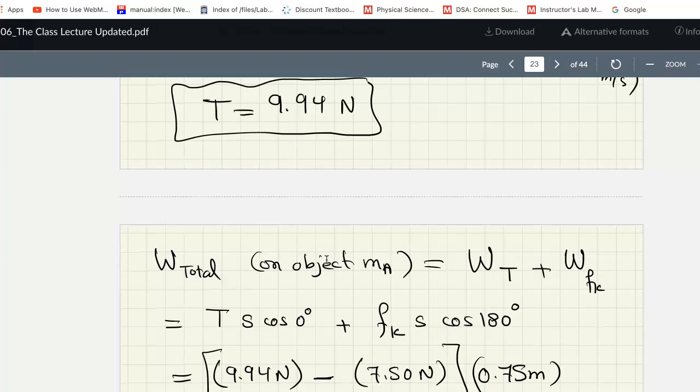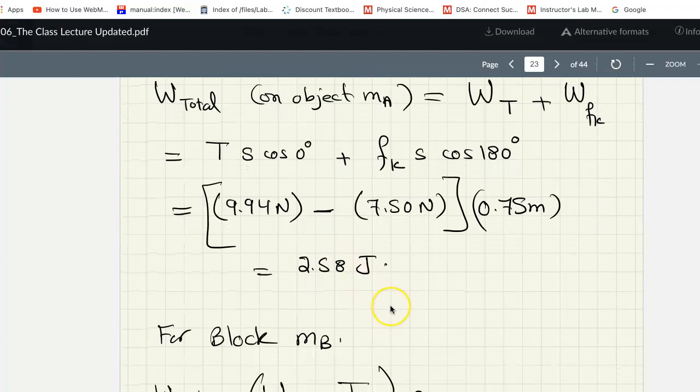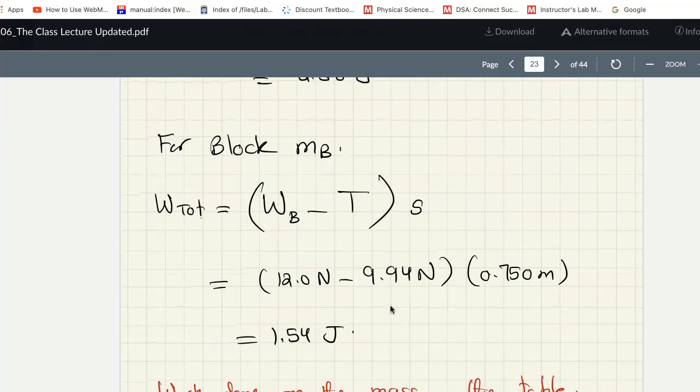Now the work total on object m_A is going to be the work done by the tension plus the work done by the friction, and this is T s cosine 0 plus F_k s cosine 180, and that is the total work done on mass A, 2.58 joules. For block or mass m_B, the work total is going to be again W_B, the weight of B, minus tension times s. Because we derived the equation before, and that is the work.